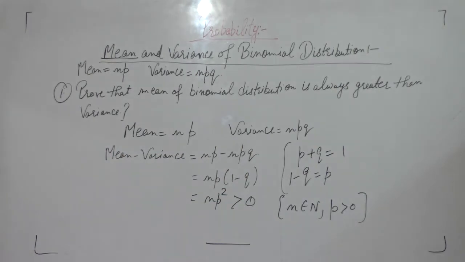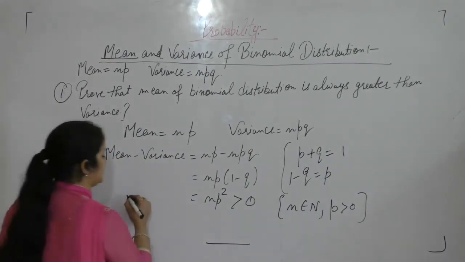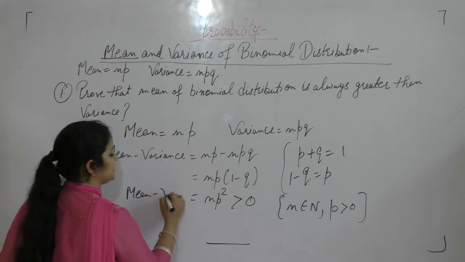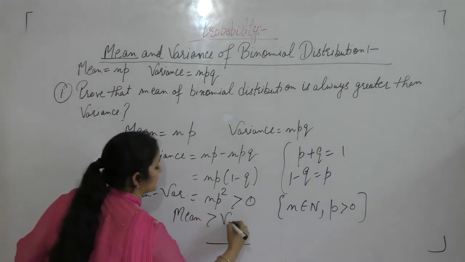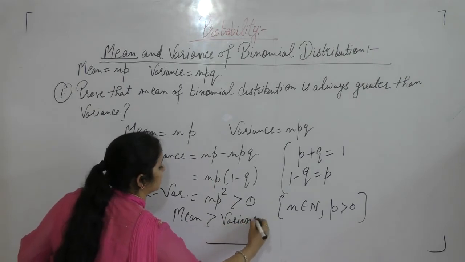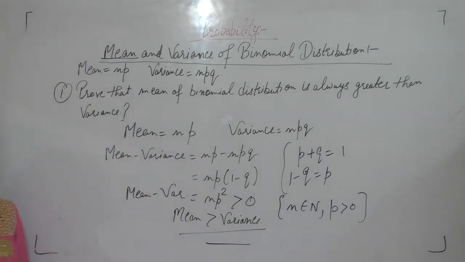So np square is greater than 0. It means mean minus variance is greater than 0. That is, mean is greater than variance. So mean is greater than variance.